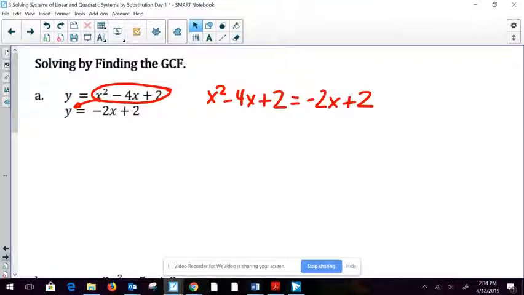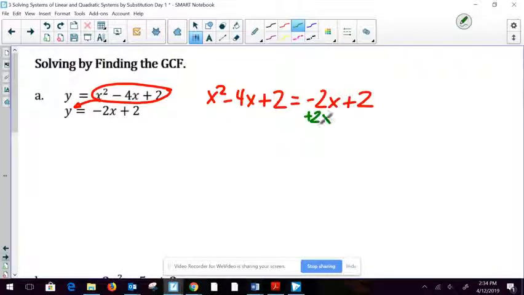So my first step is going to be to add my linear term. So plus 2x, plus 2x. Notice I'm lining up my x's so that all my like terms are together. Then I need to subtract my constant. And again, I'm lining up all of my like terms together.